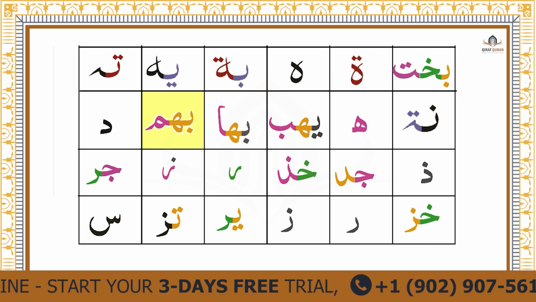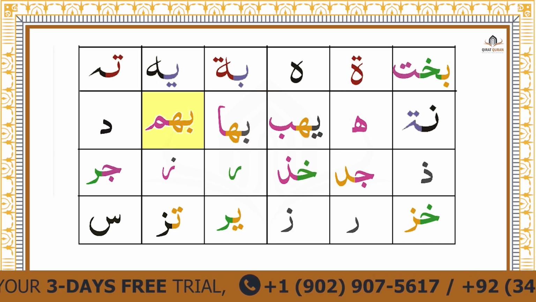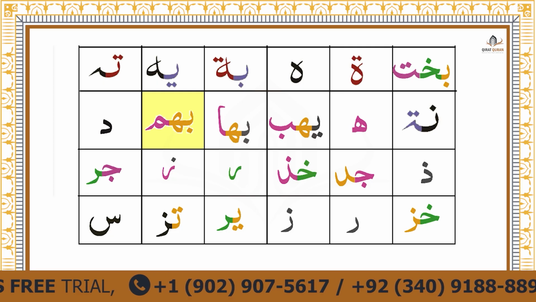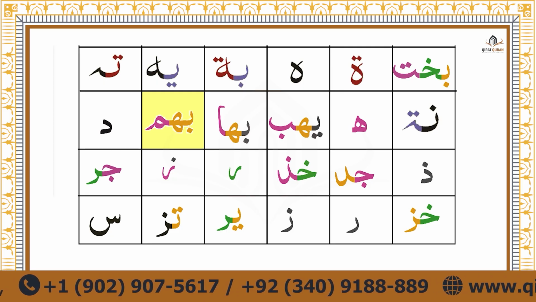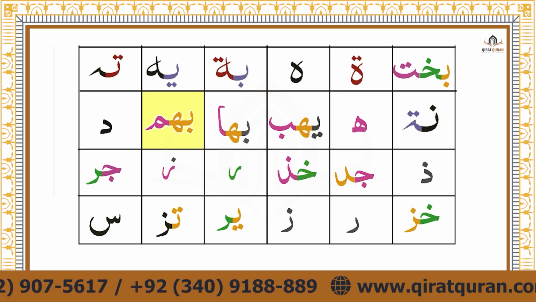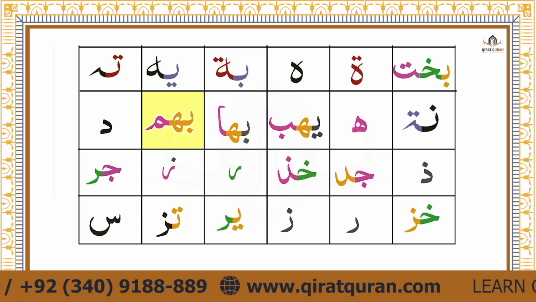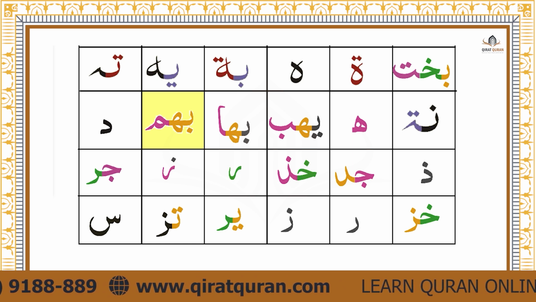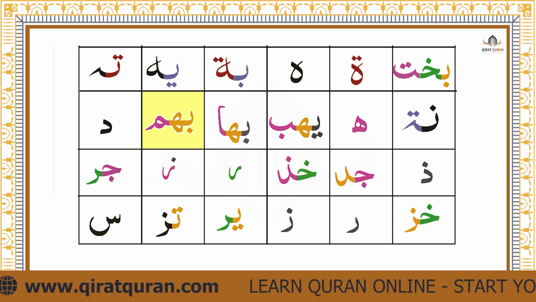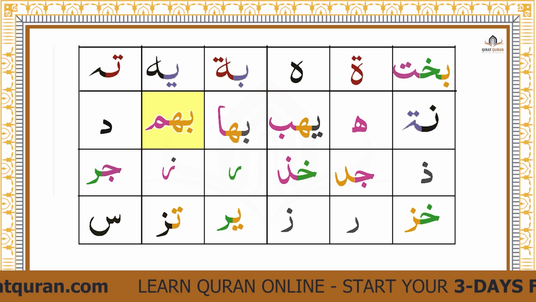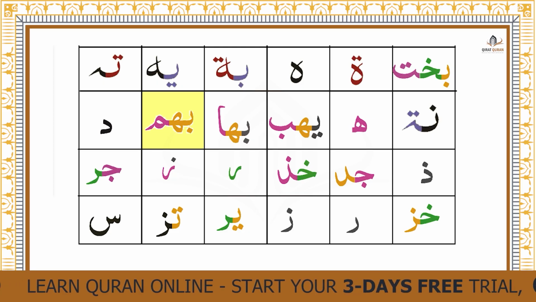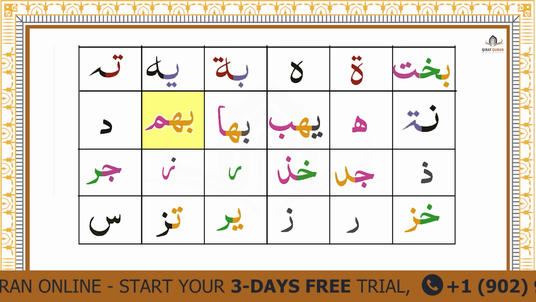Then there are also three letters. The first one, which has a dot at the bottom, is ba. Then the second one is ha. And the last one is mim. Ba, ha, mim.